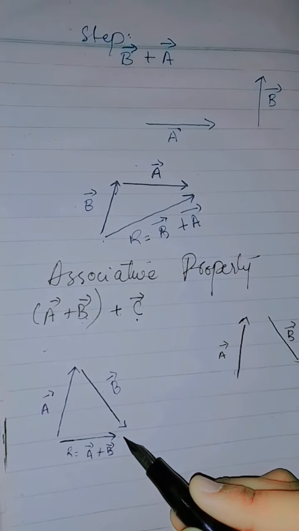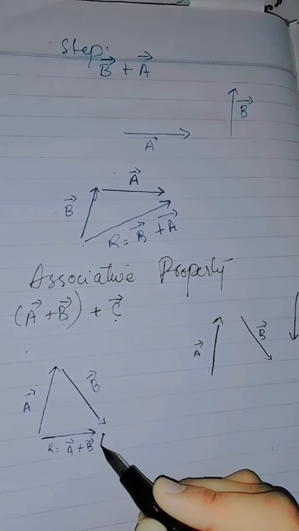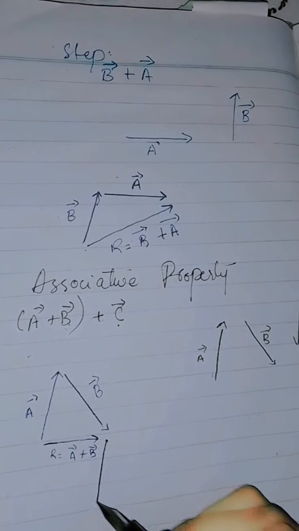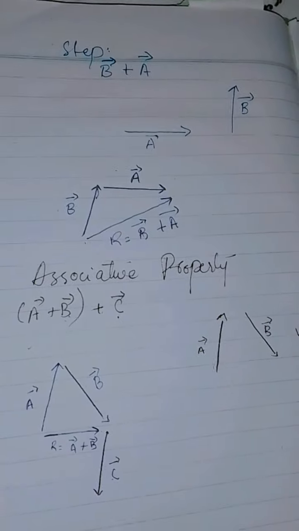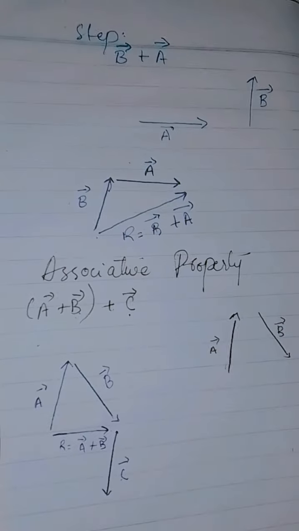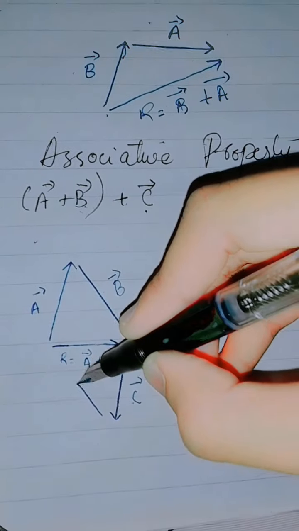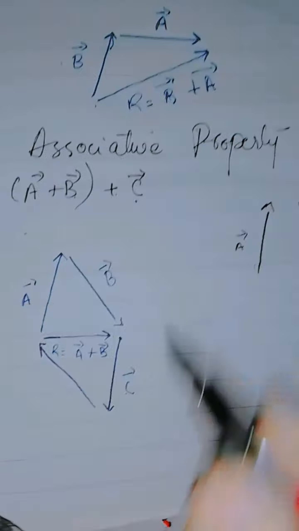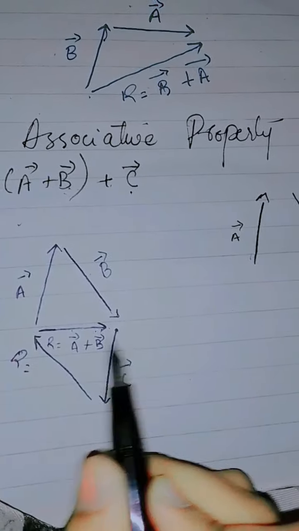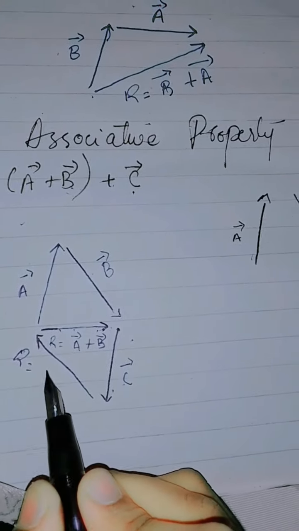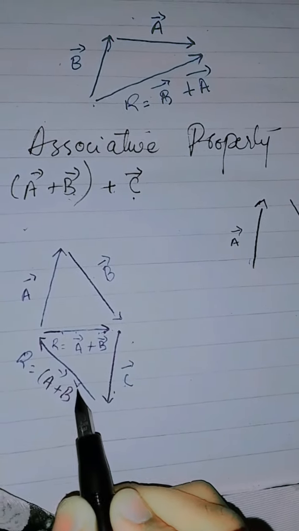Now here is vector C, the tail of vector C will be on the head of the resultant vector. This is C. So C is being added to the result of vector A plus vector B. Now this will be its resultant vector. The resultant vector will be this side added to this side and this side. We can write this as vector A plus vector B.